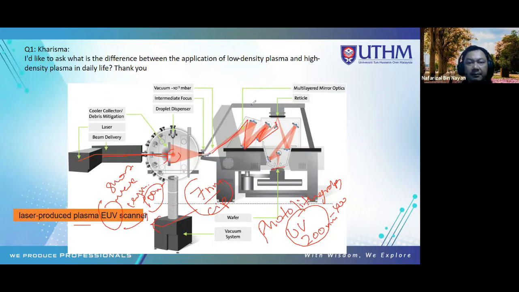So this is another example of high density plasma. They use it in the fab to get the source of UV, which is the extreme UV. Okay.